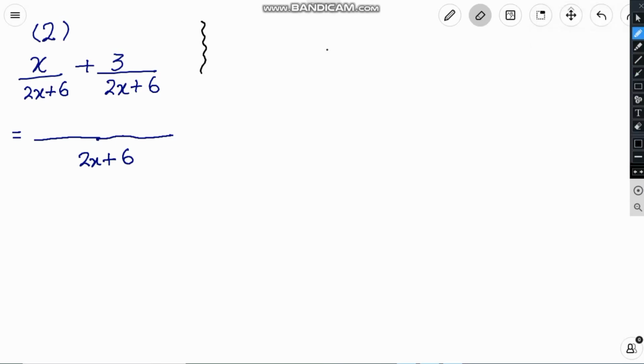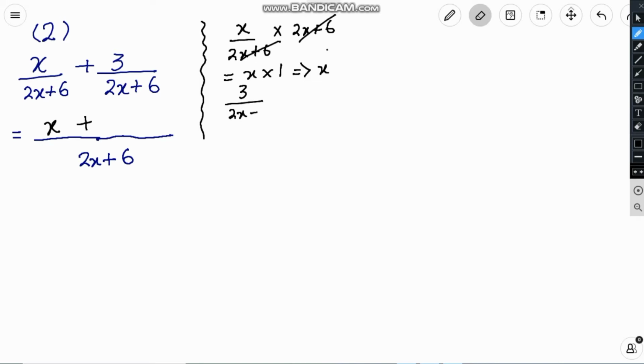Take the first fraction, that is x by 2x plus 6, multiply it with 2x plus 6, it is cancelled, so what remains here? x multiplies by 1, so you again get x, so just write x here, again write the sign plus. Now take the second fraction, that is 3 by 2x plus 6, multiply again it with 2x plus 6, it is cancelled. Now what remains here is 3 ones are 3, you get again 3, just write 3 here. Now our question becomes x plus 3 by 2x plus 6.